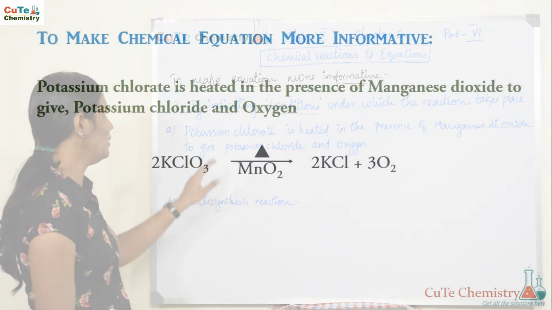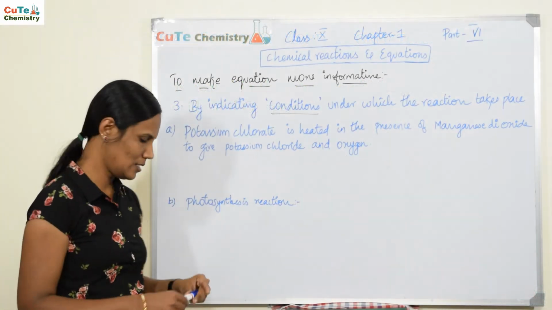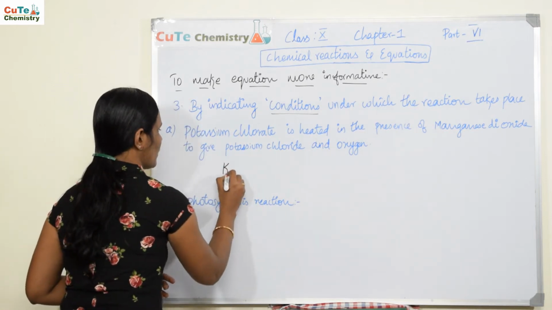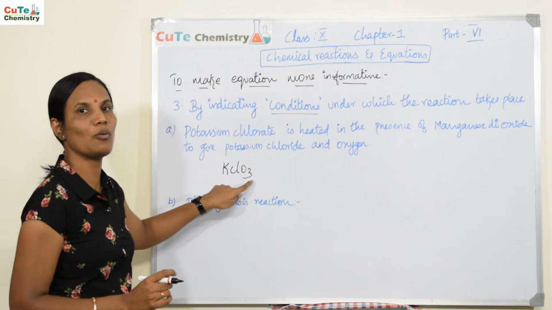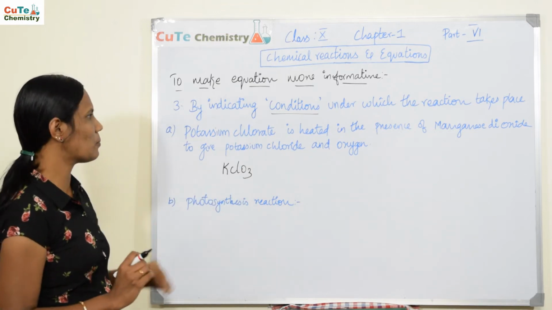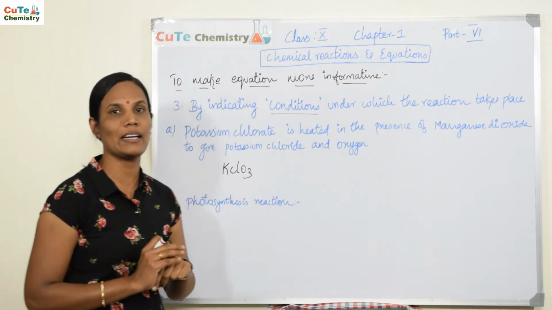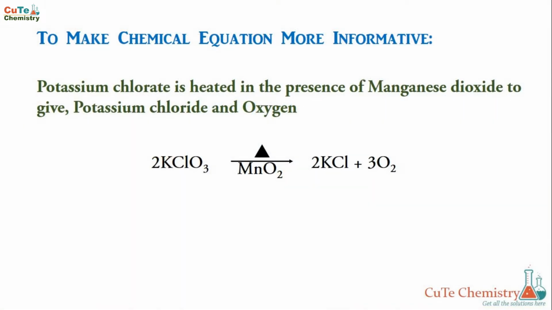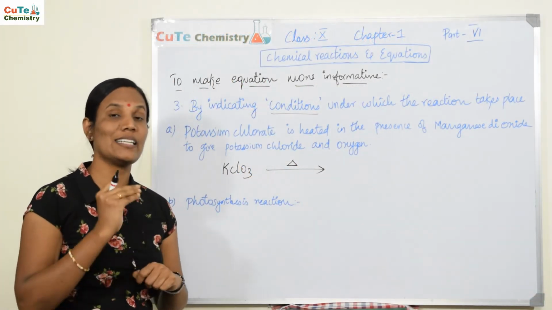Let us take one example. Potassium chlorate is heated in the presence of manganese dioxide to give potassium chloride and oxygen. I'll write the chemical equation for this. The formula for potassium chlorate is KClO3. K is for potassium, chlorate is ClO3. Now this potassium chlorate is heated in the presence of manganese dioxide. So I'll put one arrow mark. We are heating this potassium chlorate in the presence of manganese dioxide. In the presence of means it is a catalyst.